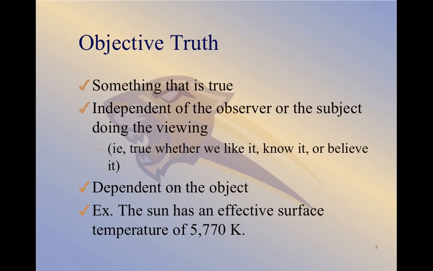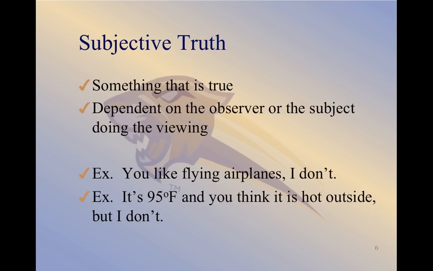So for example, the sun has an effective surface temperature of 5,770 Kelvin. Before this video you may not have known that, but that doesn't change the fact that it is true. We may not like that that's true, but it is still true. It is an objective truth. It does not have to deal with who we are as the observer. It is independent of the observer.